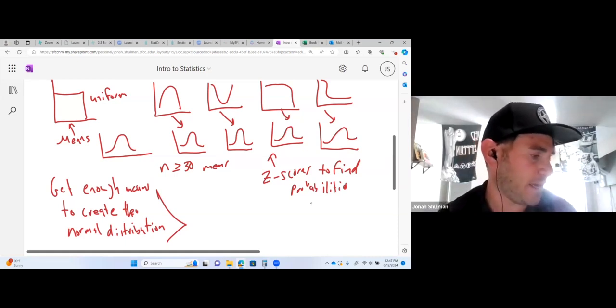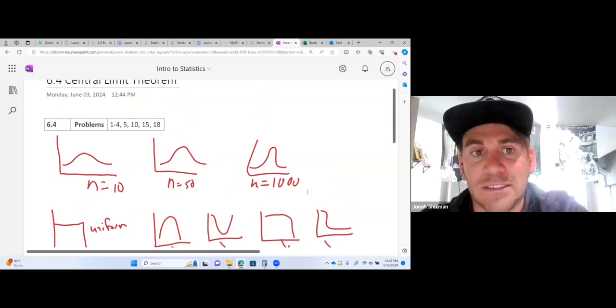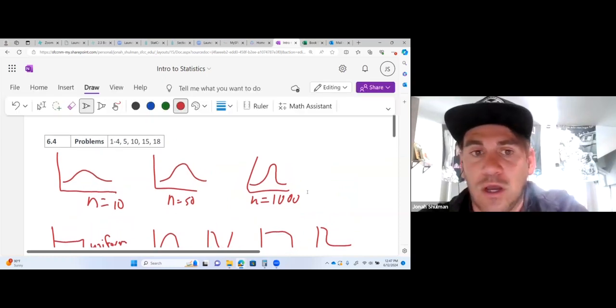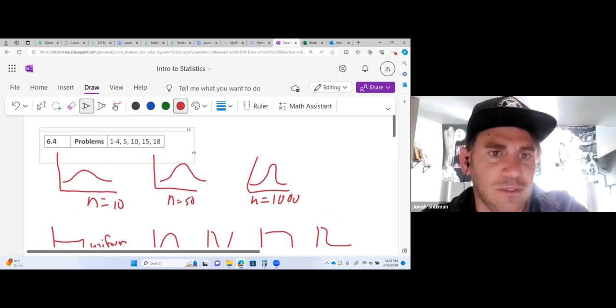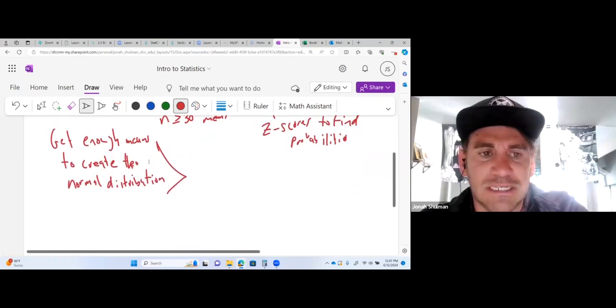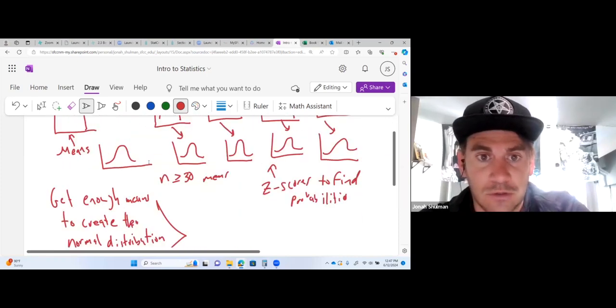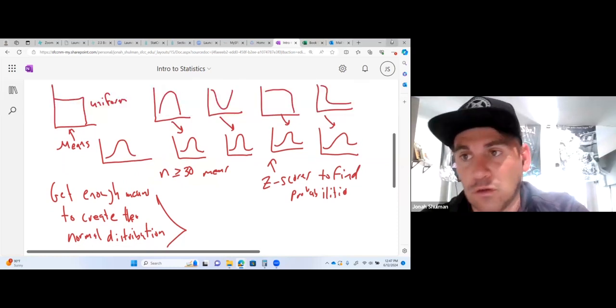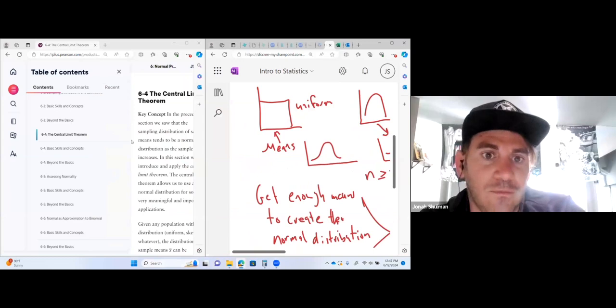I think that's the main idea, right? That's the whole main idea for all of this. This is where we are for the central limit theorem. Basically, for this idea, we need enough means from our sample to create the bell curve. That's all it's really saying. So let's look at the book and go from there.